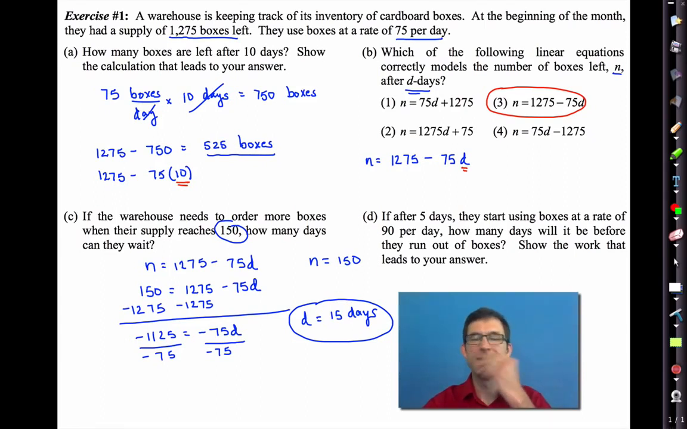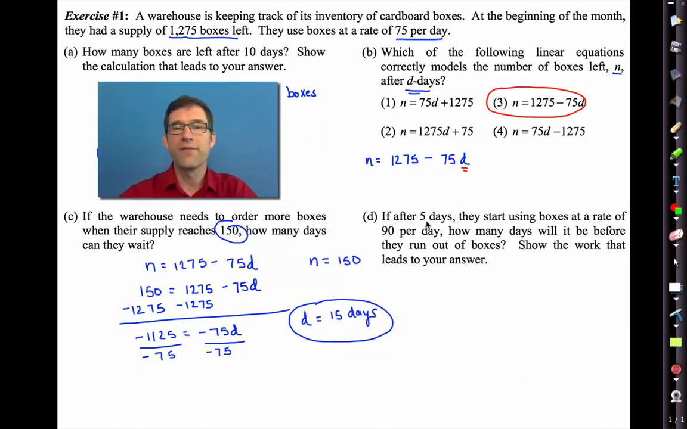Now, letter D. Sometimes math can kind of switch around on you right in the middle of a problem. That's life, right? Letter D. If after 5 days, right, 5 days have gone by, they start using boxes at a rate of 90 per day, right? So we were using them at 75 per day, now 90 per day. How many days will it be before they run out of boxes? Show the work that leads to your answers. So this is kind of cool, right? Pause the video now and see if you can work through this. This is a real world problem.